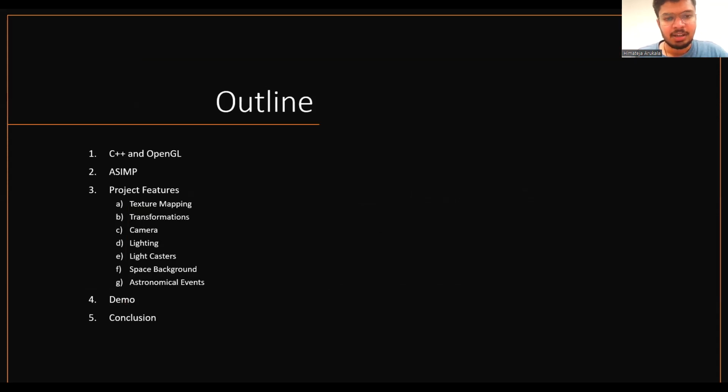Outline. My project was developed using C++, OpenGL, and ASSIMP, and it features texture mapping, transformations, camera movements, lighting, light casters, a space background, and astronomical events. I included a demonstration of the application capabilities.